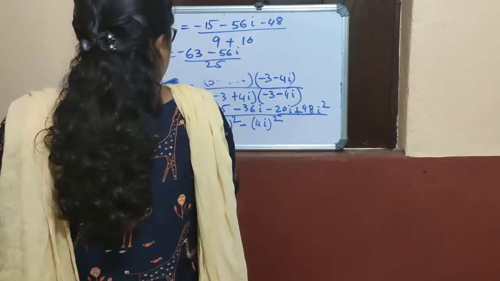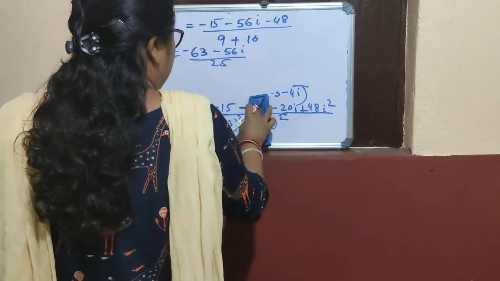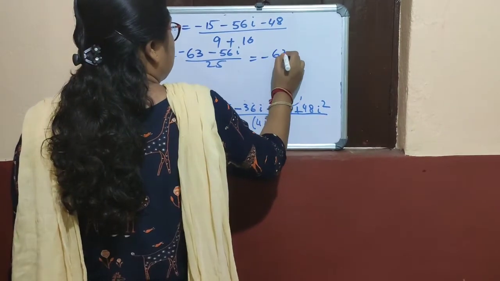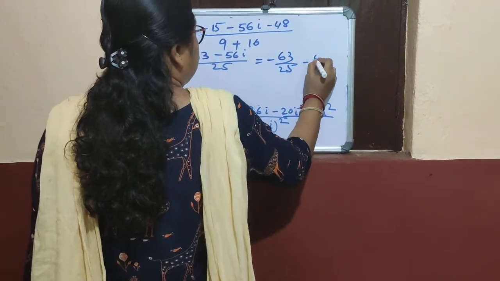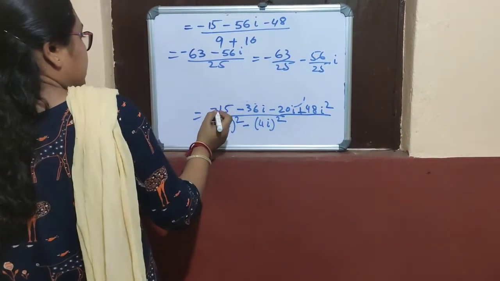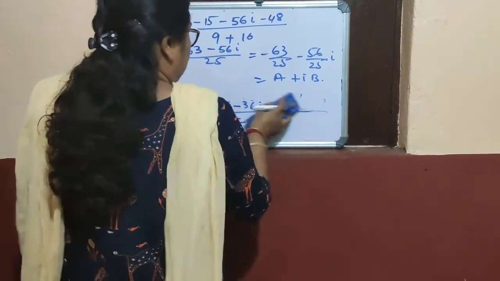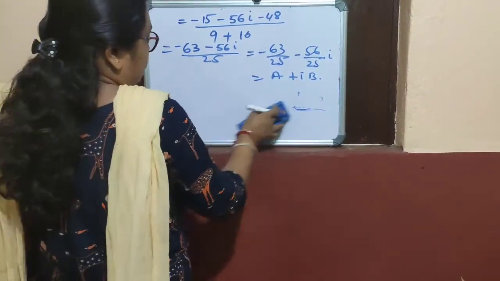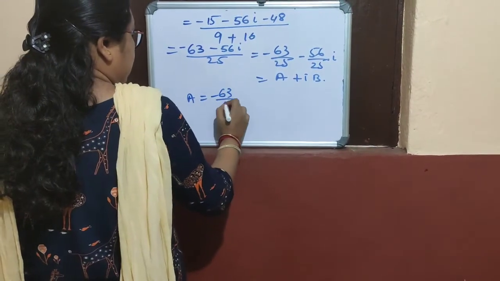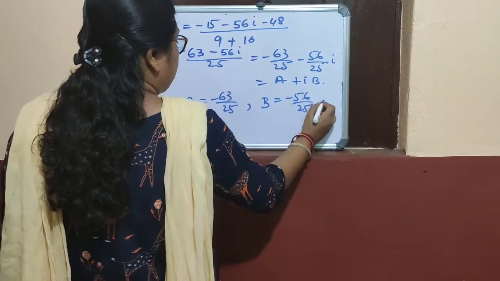Now find the modulus. At first you convert to a plus ib form. So what is a and what is b? Here a is equal to this and b is equal to this one. Now what is the modulus? This is a plus ib form. a equals minus 63 by 25 and b equals minus 56 by 25.